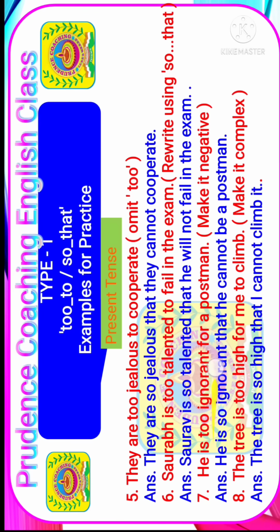Next one, he is too ignorant for a postman. So this will be he is so ignorant that, we will use the pronoun for the subject here, that is he cannot be a postman.